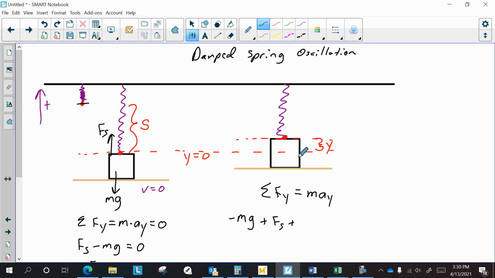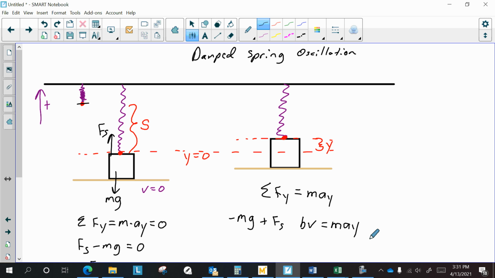So as this oscillates up and down, air is going to be slowing it down. So that's proportional to its velocity. So let me be careful before I put a sign in there. So that's the damping force. And when we add those together, that gives us mass times acceleration.